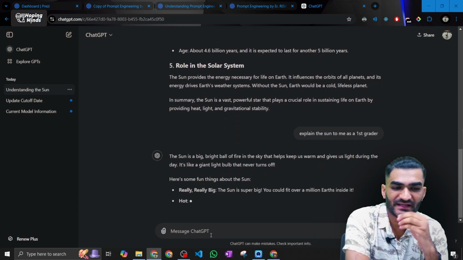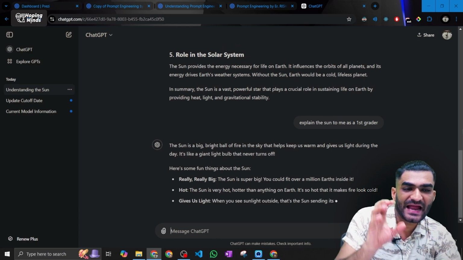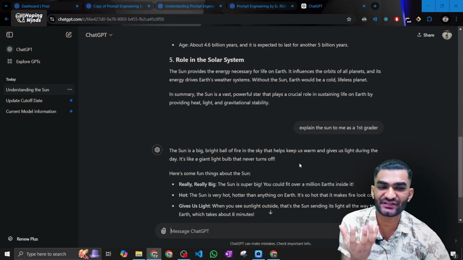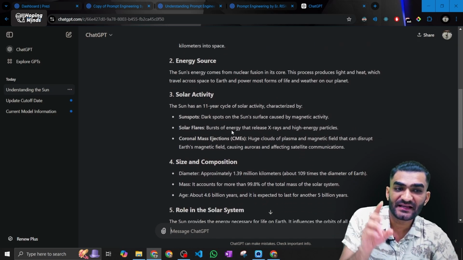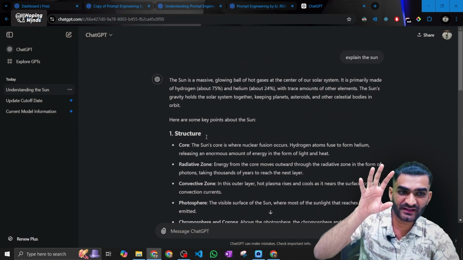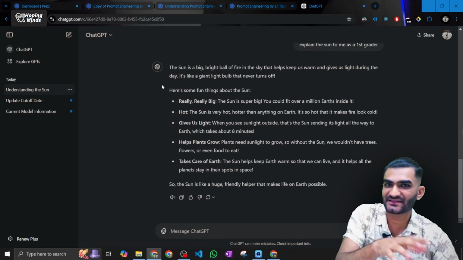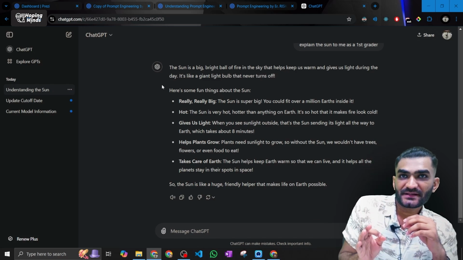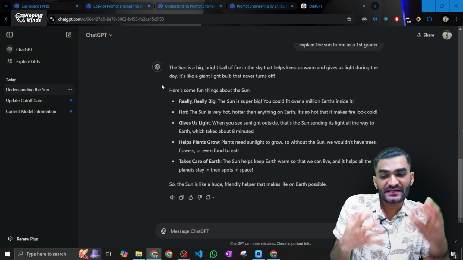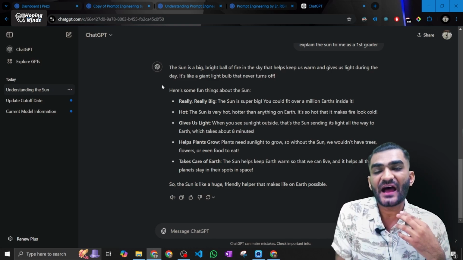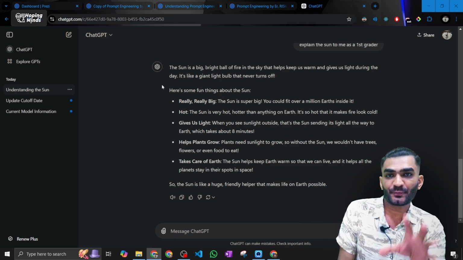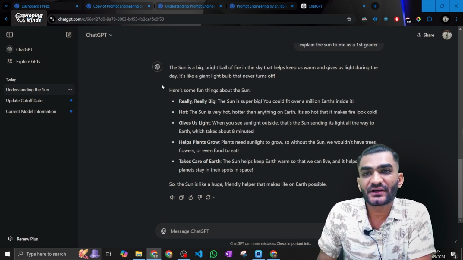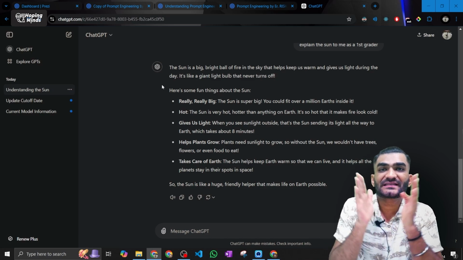Now it explains: the sun is a big bright ball of fire in the sky, which helps keep us warm and gives us light during the day. Now see the difference. The sun which was this and the sun which is this are two entirely different suns. The concept should be clear. My desired output was to make my first grader child understand what the sun is.